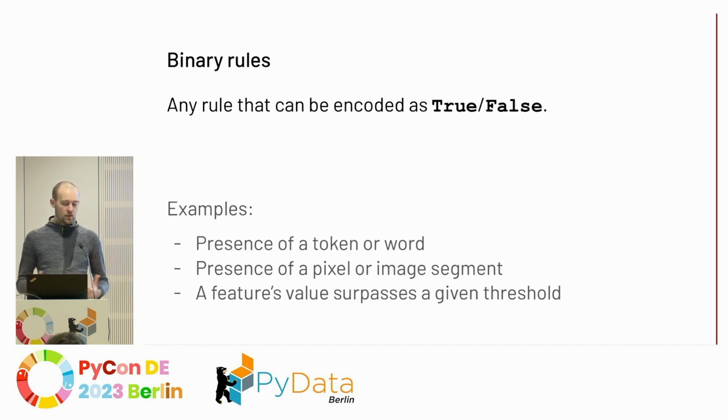There are different types of rules that you can use. The simple version are binary rules, and that's anything which you can encode as a true or false statement. One example which we've already just seen is the presence of a certain token or word. When we're working with images, it might be the presence of a certain pixel or a certain image segment, right? The Eiffel Tower, the iPhone, the Ortsschild. Or if we're in the tabular numeric data space, it might be that a certain feature surpasses a given threshold. So let's say every time a certain value is above 1,000, we will make a certain prediction.